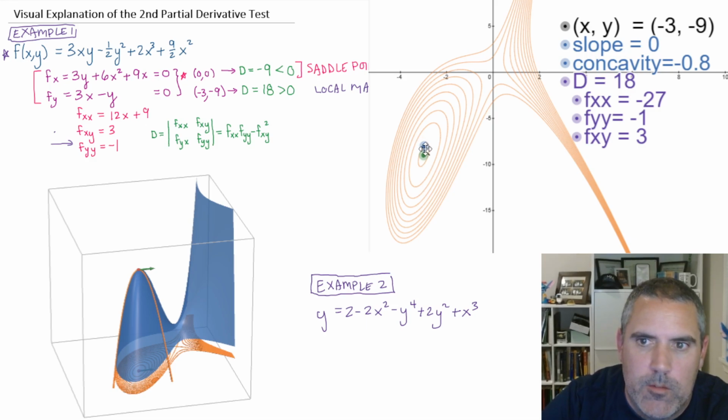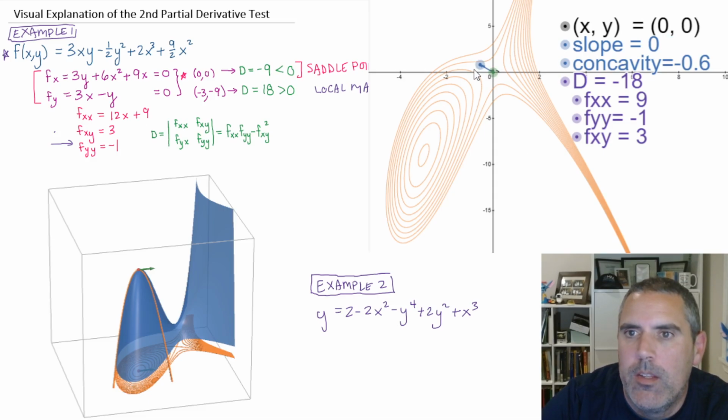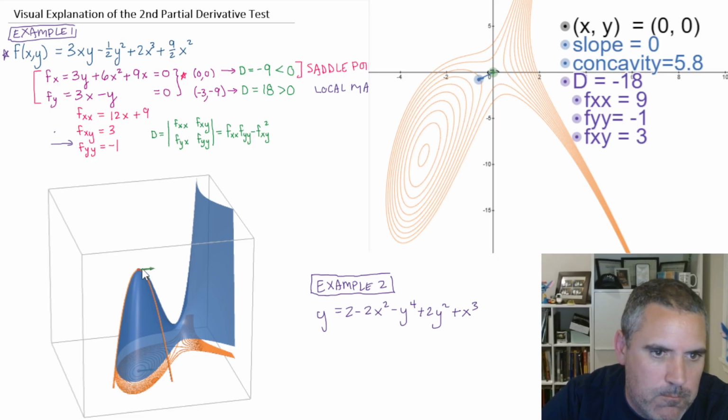That's what's happening. So this D thing we're computing, this 18, whenever it's positive, it means it's the same concavity in all directions. It doesn't change. It's not a saddle point. And the fact that it's -27, the second partial in the x direction, and -1 in the y direction, that means it's concave down in all directions. If you go back over to this other point, then you can see the concavity changes. In this direction, it's concave up. And so that's what we're seeing.